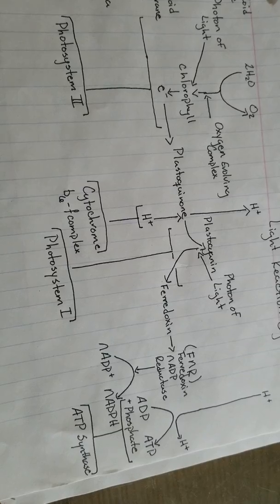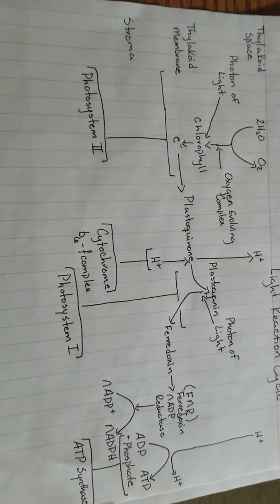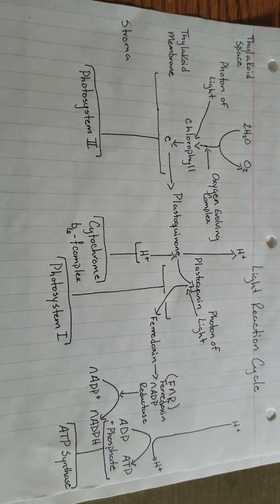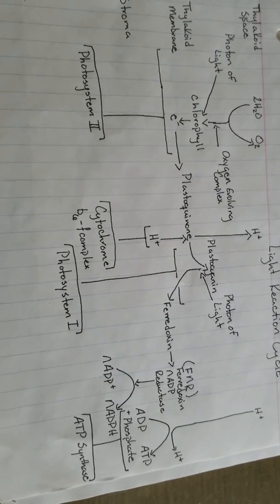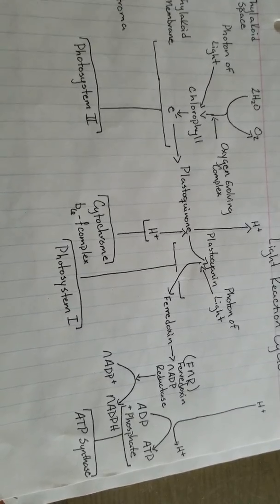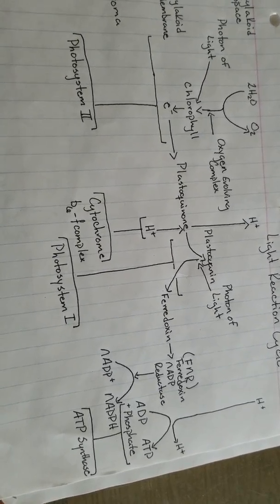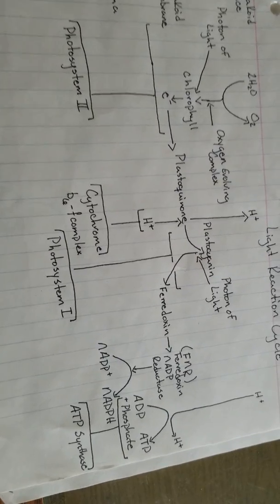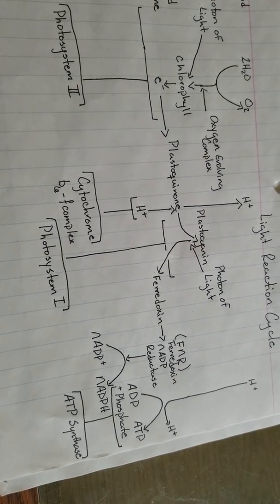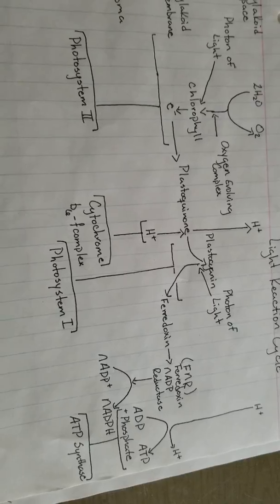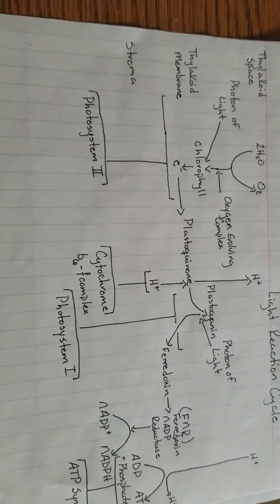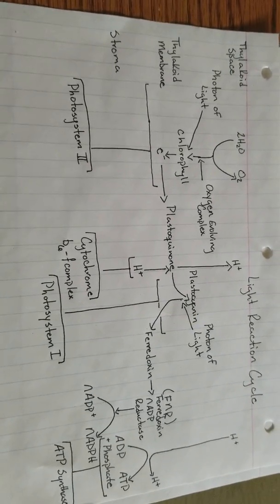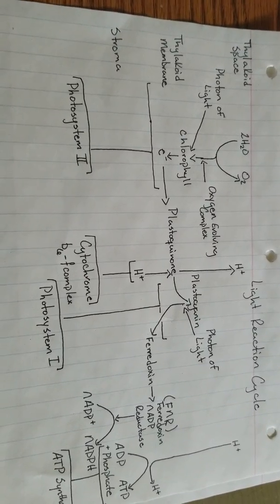Next, this is the end of the light reaction cycle, where you get to the creation of ATP. This is where the ATP synthase takes place. ADP and the phosphate are going to be involved with the hydrogen, and they're going to form ATP, and that's ATP synthase. This is basically the light reaction cycle.